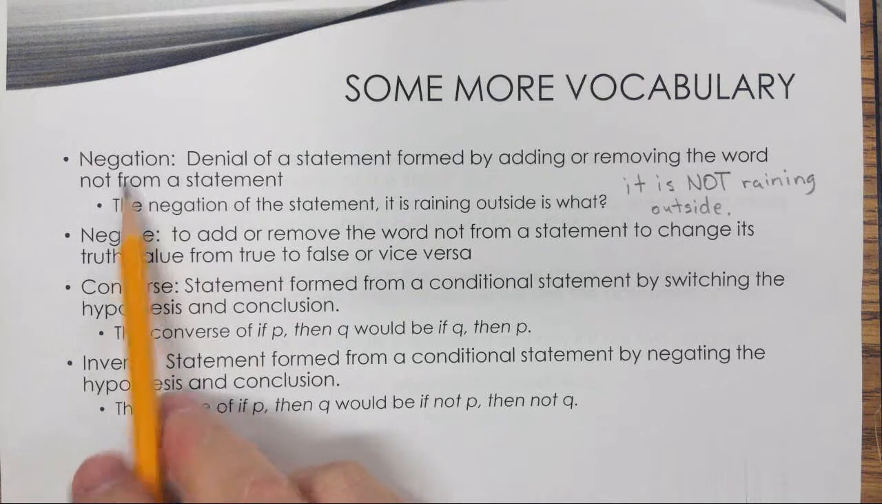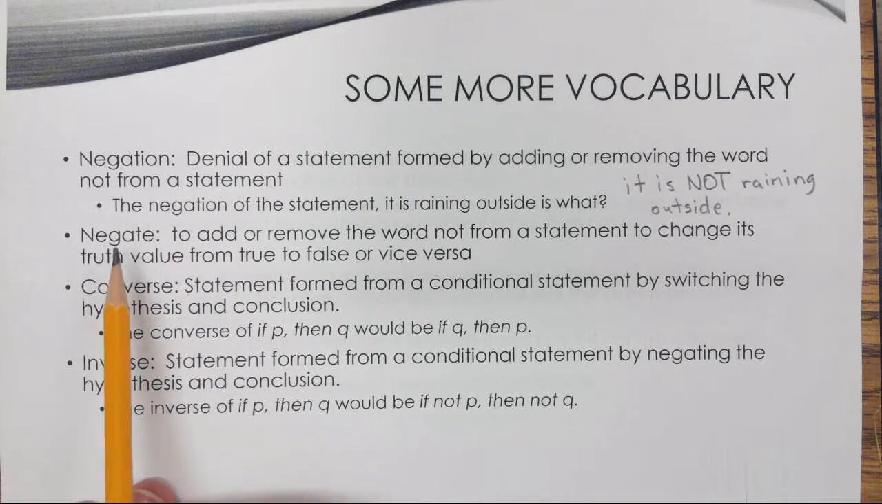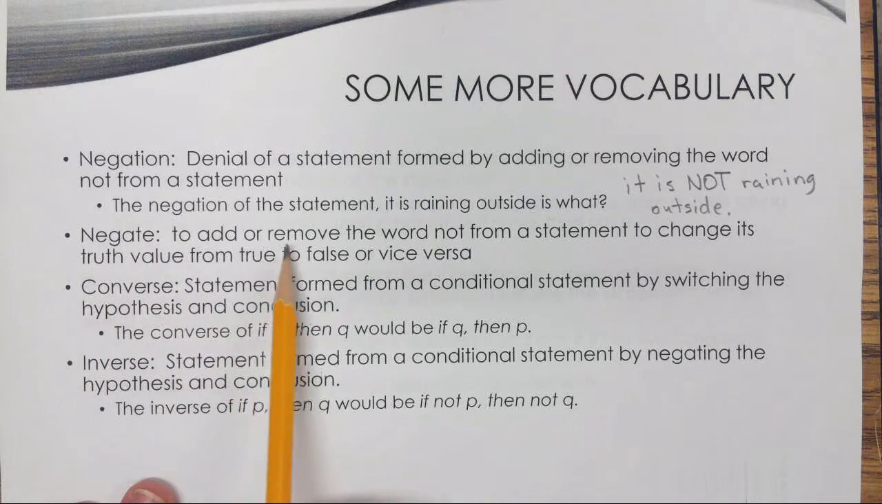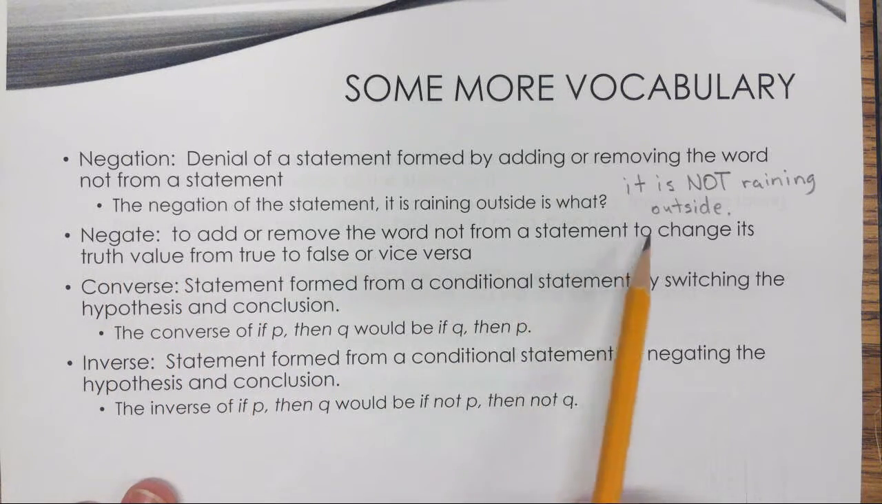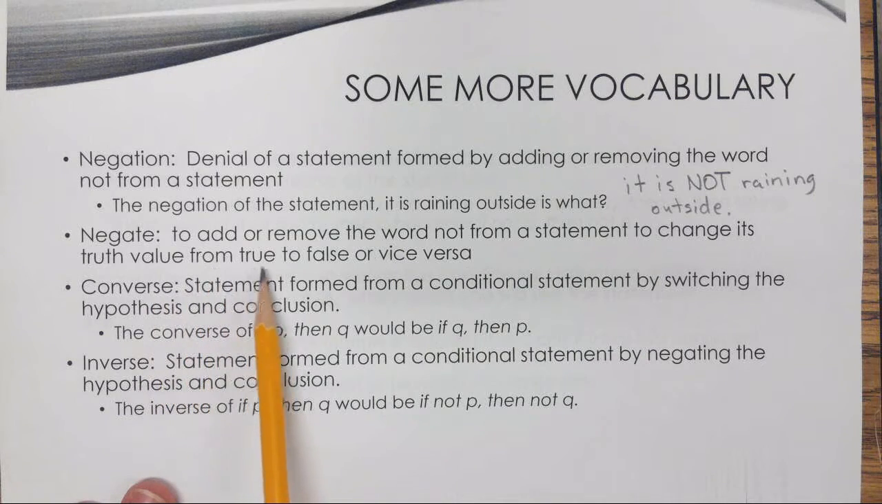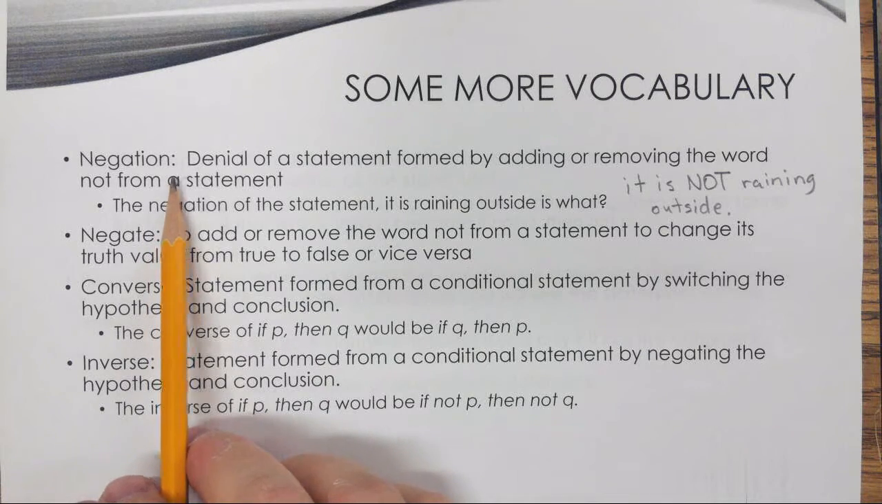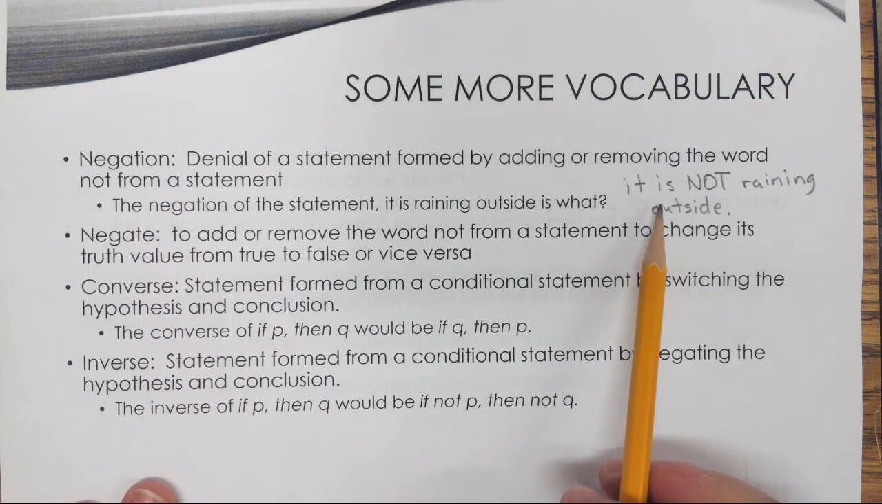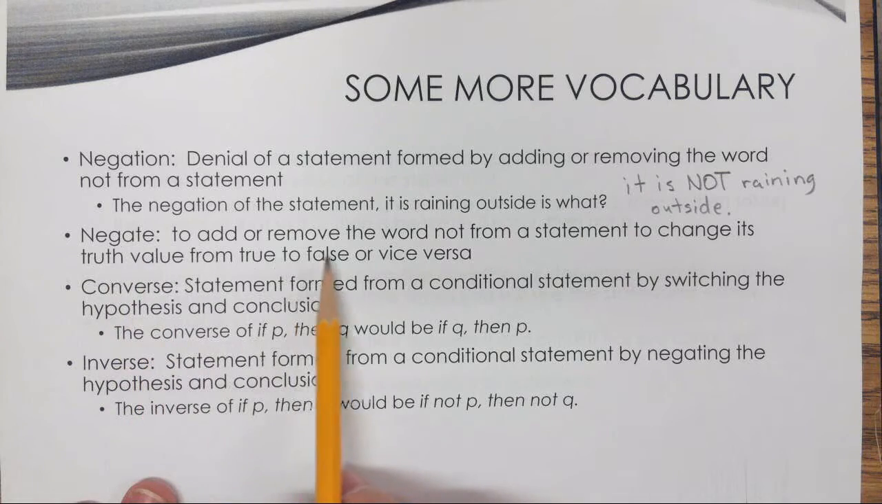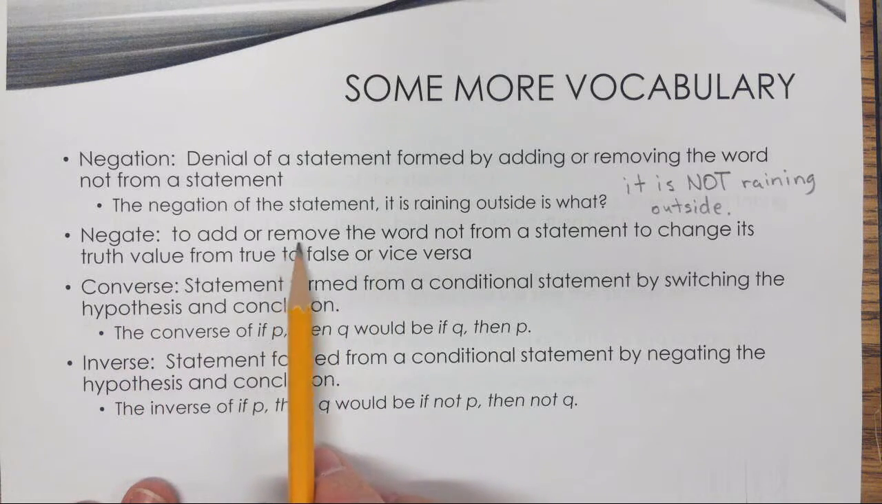Here's another one that's tied really close to negation: negate. To negate is to add or remove the word not from a statement to change its truth value from true to false or vice versa. So the negation is the actual statement. To negate something is the verb, where we're adding or removing the word not in a statement.